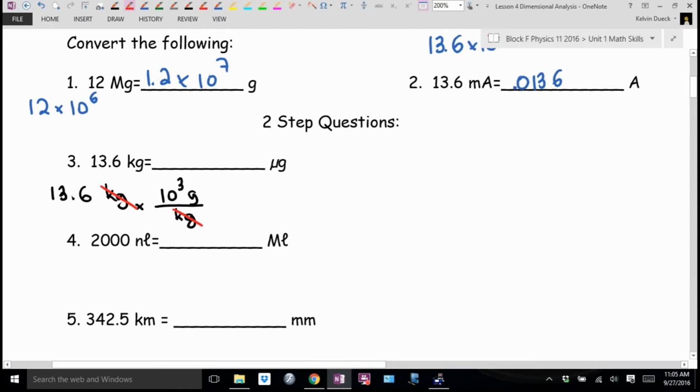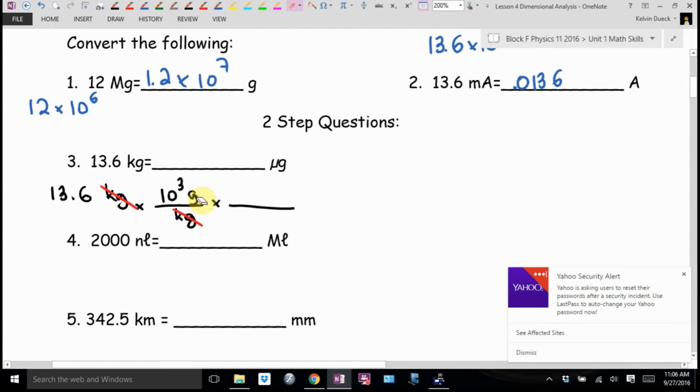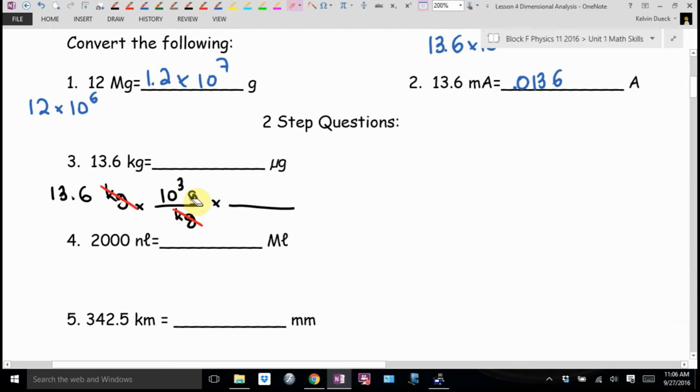But I don't want to stop there. I want to end up in micrograms. I'm going to multiply by another fraction. This time, I want to get rid of grams. In this fraction, where is grams? On the top or on the bottom? On the top. Can we agree that here it's on the top? Where do I want to put that in the next fraction so that it cancels? There we go. And on the top, I'm going to put micrograms.